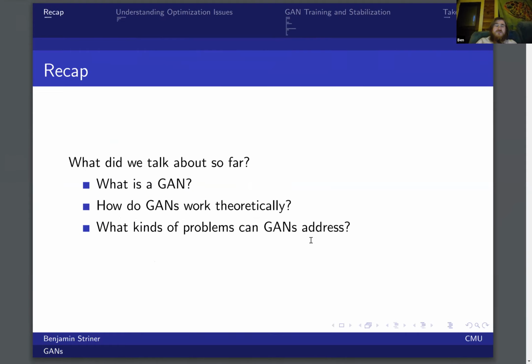Anyways, recap. So far, we talked about what a GAN is and the basic theoretical framework of the two-person game, and generally about what kind of things they can do. So GANs are generative networks. You can use them to create data, wholesale or conditionally or in many different variations that we'll talk about.